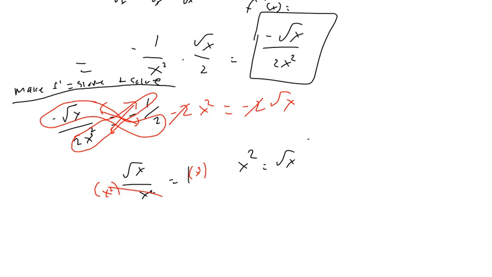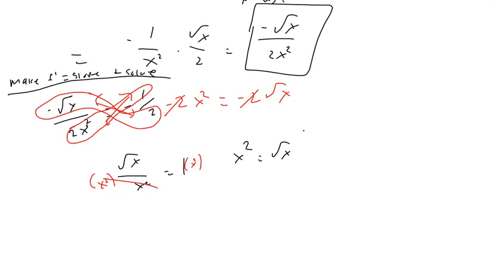X squared equal to the square root of x. When is that going to happen? Well, x equals 0 is a possibility. X equals 1 is a possibility. Is there some other number that's equal to its square root? I think those are it. How do I solve this, though?